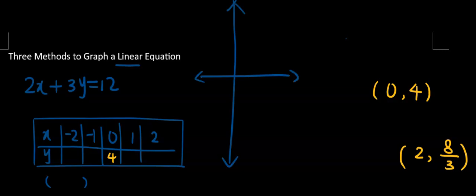The first one, I'm going to graph 0, 4: 1, 2, 3, 4. This is 4. Okay, this is on the y-axis, 0, 4. Next one, 2 and 8 over 3. 8 over 3 is 2 and 2 over 3, right? Because 2 times 3 is 6, 6 plus 2, that's 8. So I'm going to graph a point: 1, 2, 2 is here. And 2 and 2/3 is about here. I got the second point down.